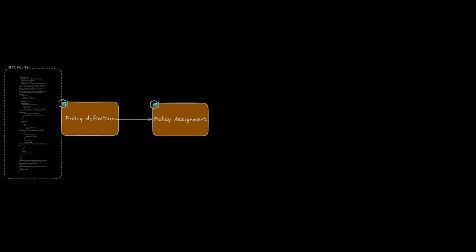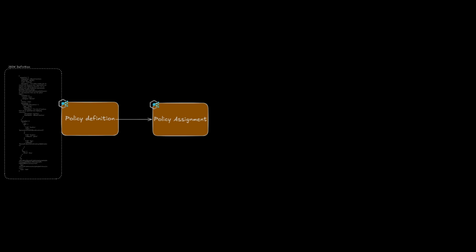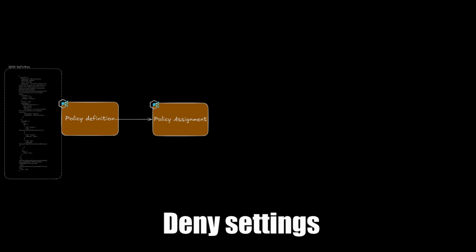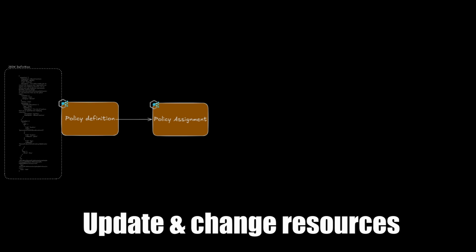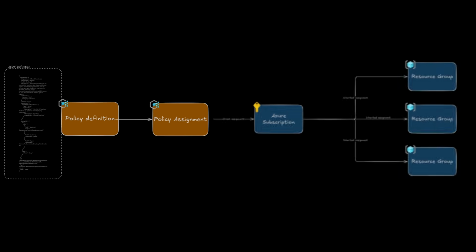That is when we go to what's called a policy assignment. This is the functionality that is actually going to make some difference, because this is what's going to enforce controls, deny certain things from happening, or update resources and make sure that they follow suit, basically what the policy definition explains to us it should do. We will break down the policy definition more, but just know that you take this policy assignment and then you place this on an Azure subscription, for example.